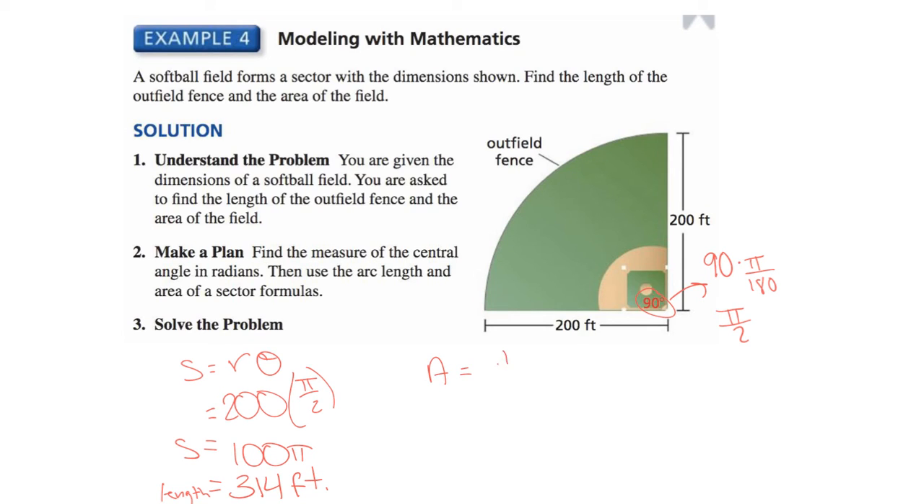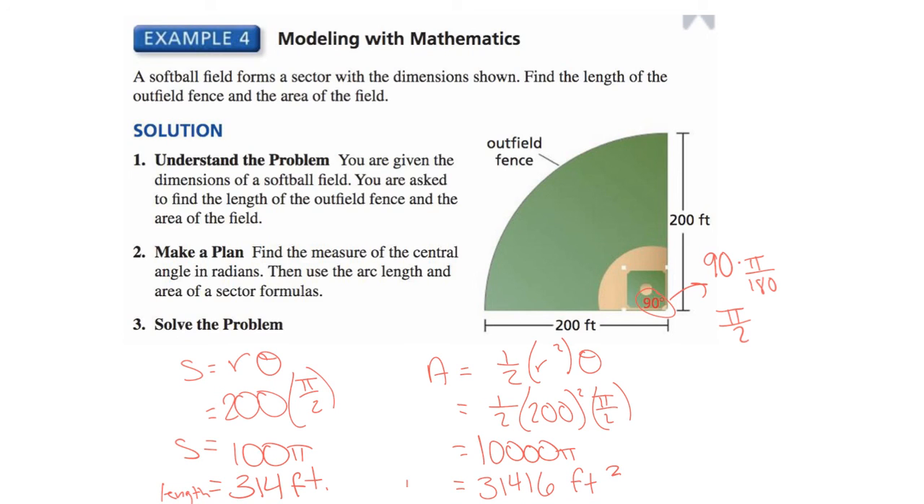And now we need to find our area. Our area is found by 1/2 r squared times theta, which is our angle measure in radians once again. So 1/2 times 200 squared times pi over 2. 200 squared times 1/2, and then pi over 2, that gives us 10,000 pi. When you plug it in, you get around 31,416, and that would be feet squared because we are looking at area, and you could do the approximation.